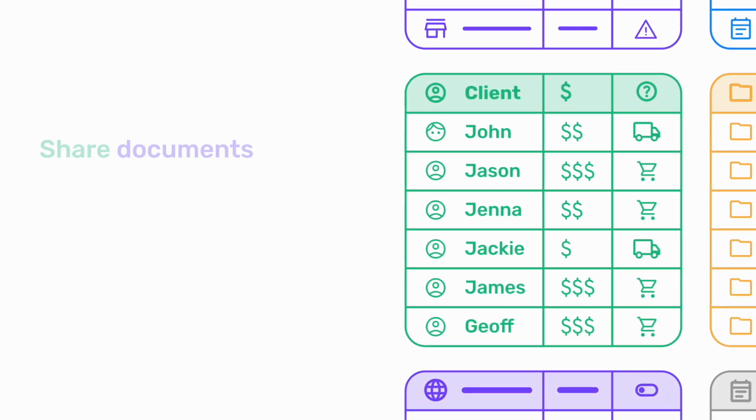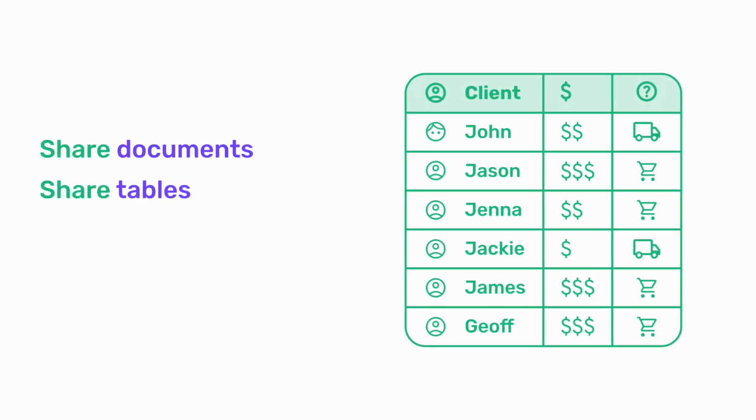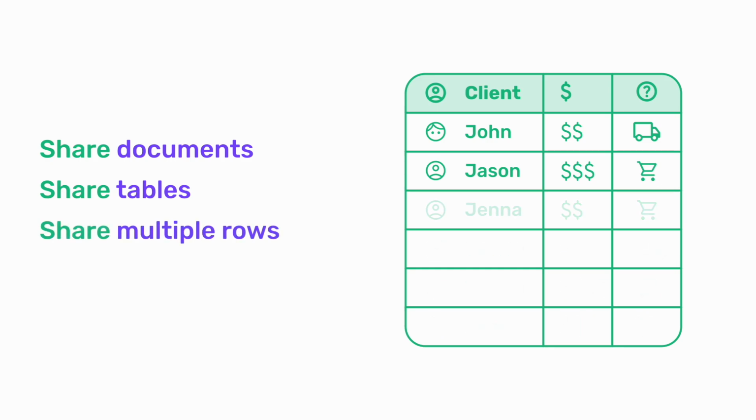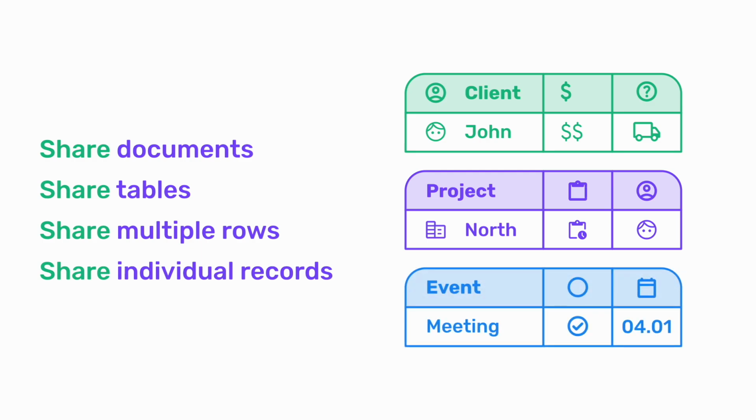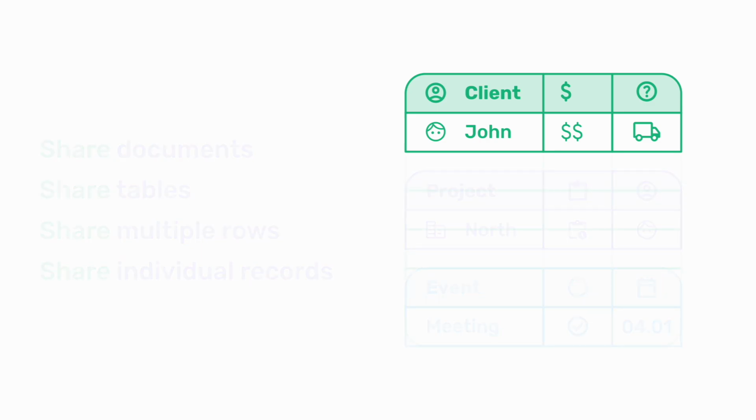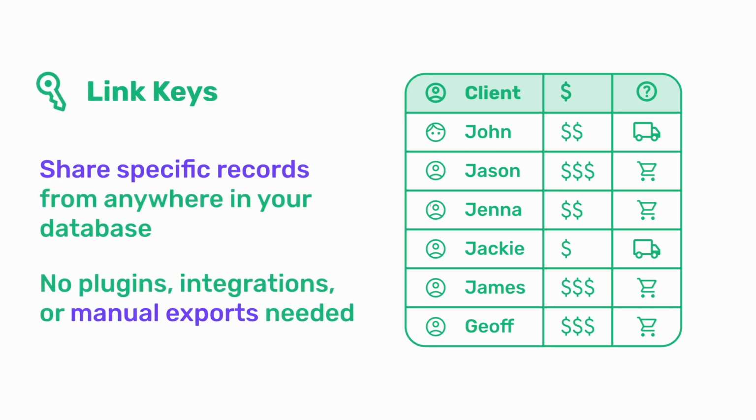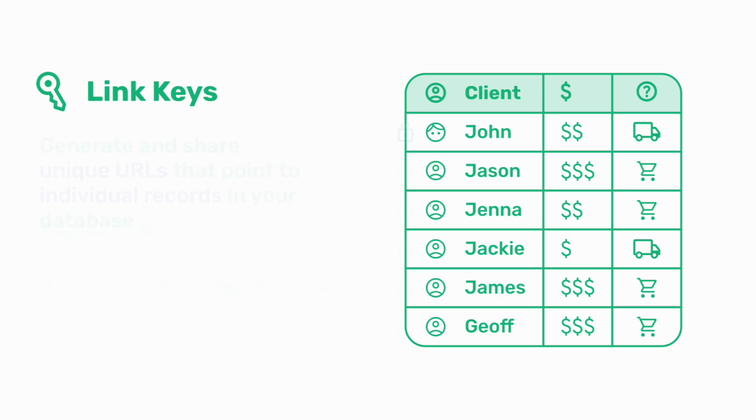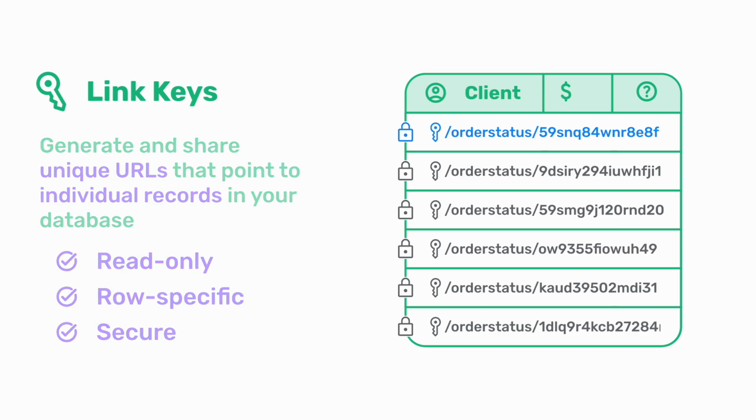Whether your database has a few hundred records or thousands of them, sometimes all you need to share is one single record. Maybe you want to let a customer track the status of their order or provide a client with a way to track progress on their project. Instead of relying on integrations with other tools or manual data exports, Grist lets you securely share individual rows by generating link keys, unique identifiers that point to specific records in your database.